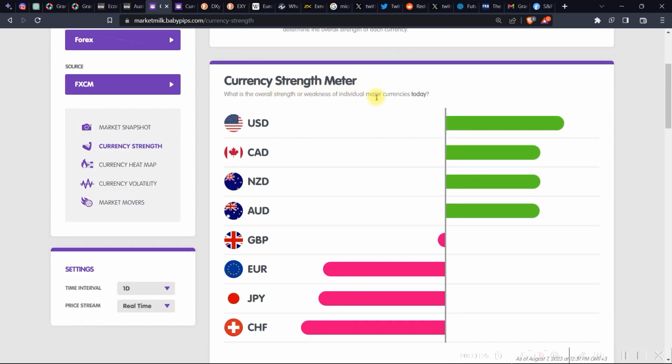This is obviously not the best to use because, as you saw from the definition, this is an indicator and therefore it's a bit lagging. This is not forward looking, right? So you can't base your analysis on what you are seeing here.